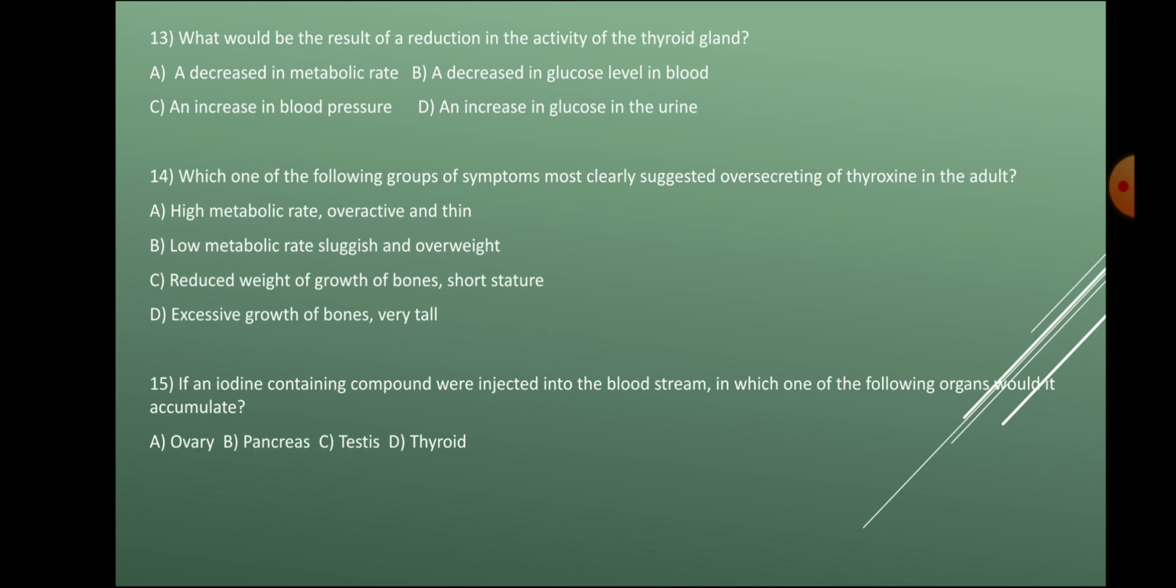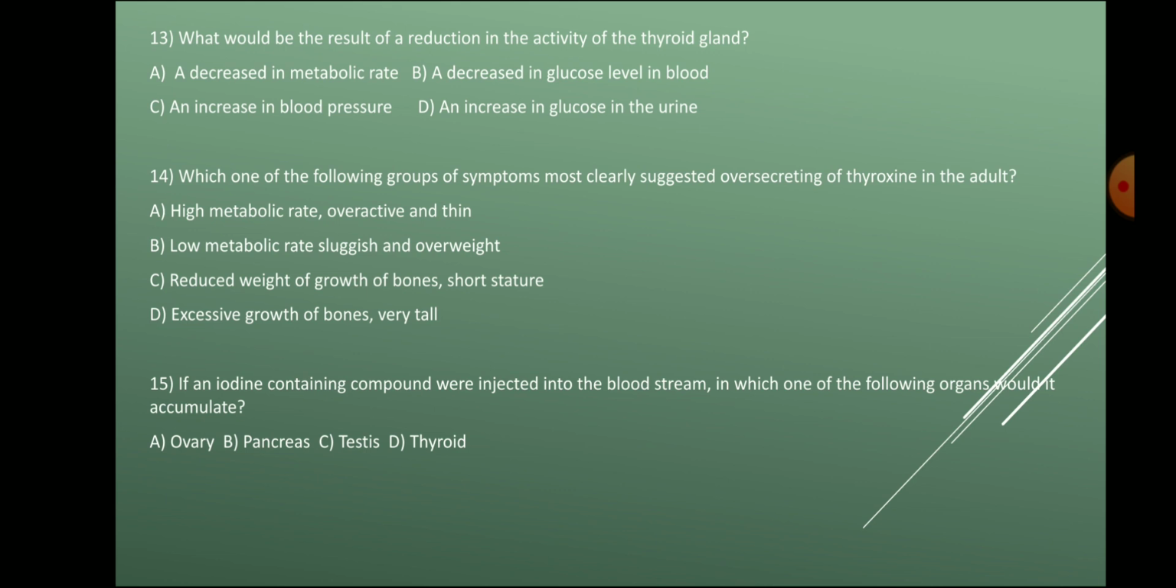So, the thyroid gland is responsible for the secretion of the thyroxine hormone, which helps to maintain the metabolic rate. If the thyroid gland reduces its production, then a decline in metabolic rate takes place. So the correct option is A.